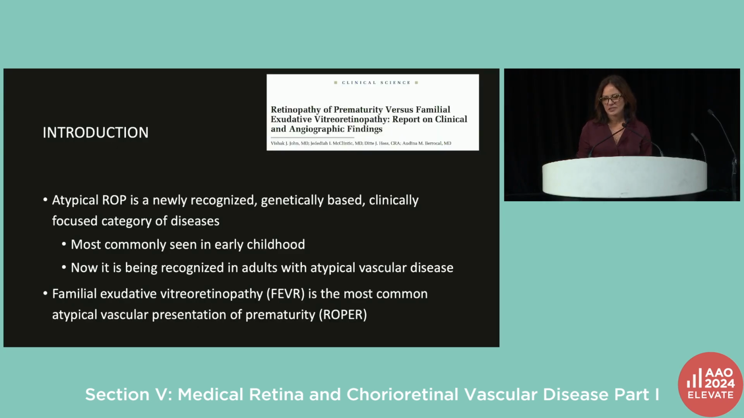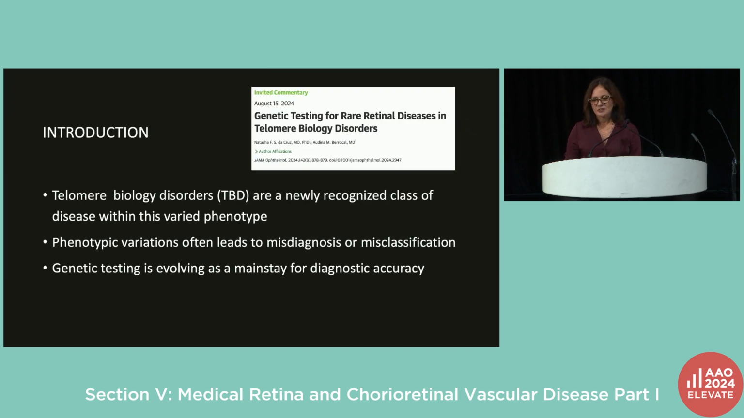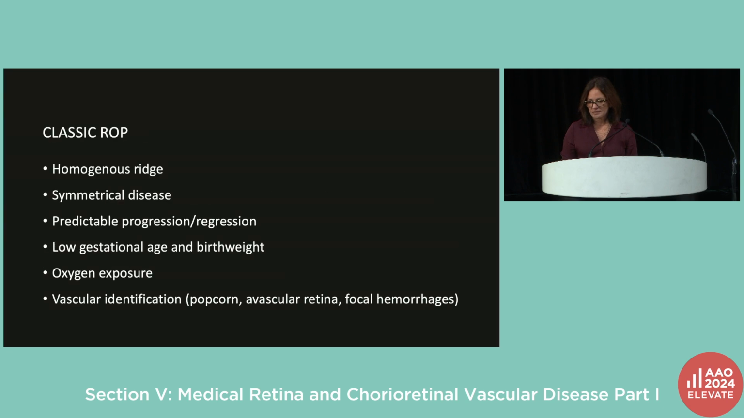Atypical ROP is a newly recognized, genetically based, clinically focused category of diseases, most commonly seen in early childhood. Now it's been recognized in adults with atypical vascular disease, and familial exudative vitreoretinopathy, FEVR, is the most common typical presentation. Telomere biology disorders are a newly recognized class of disease within this varied phenotype, and phenotypic variations often lead to misdiagnosis and misclassification, so genetic testing is evolving as the mainstay of diagnostic accuracy.